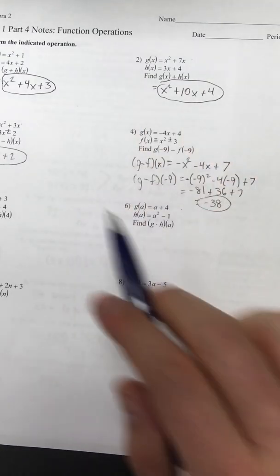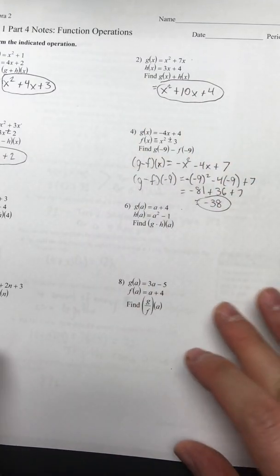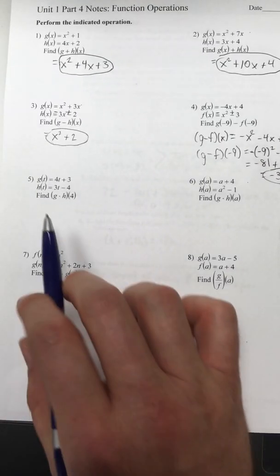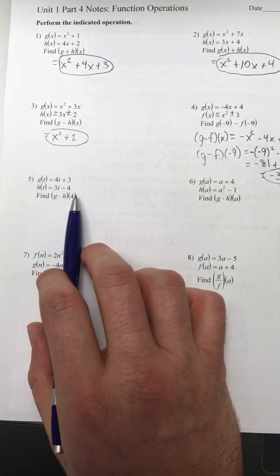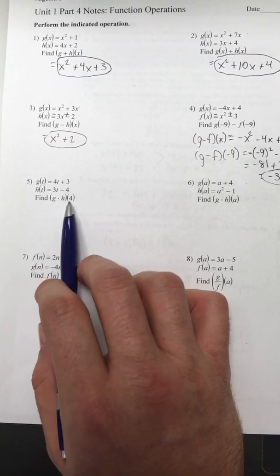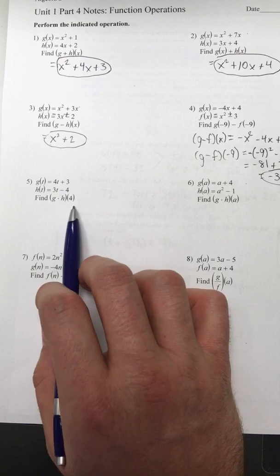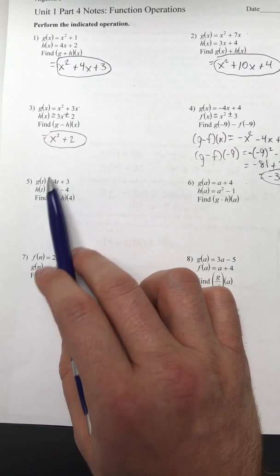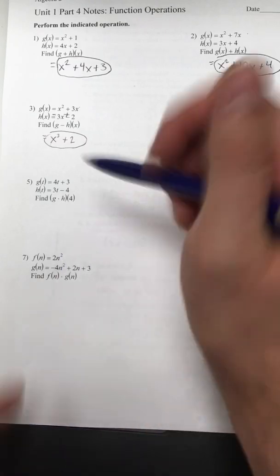Okay, so that's adding and subtracting functions. Really quickly, let's look at multiplying and dividing, and then we'll be done. Number 5, it's asking us to do g times h of 4. Now, does it matter whether I put the 4 into each of these and then multiply, or whether I multiply and then put the 4 in? It doesn't matter, okay? So I'm going to just multiply the functions first.